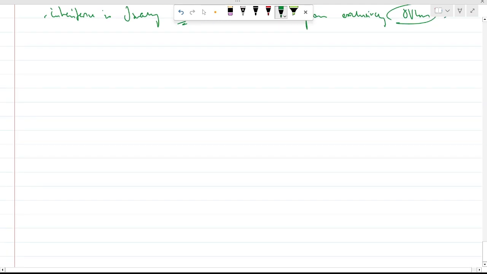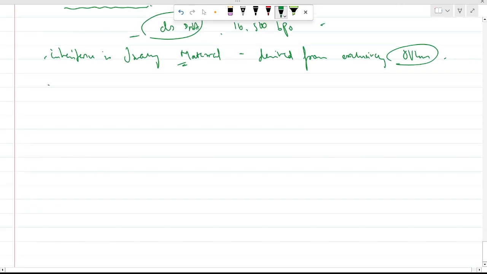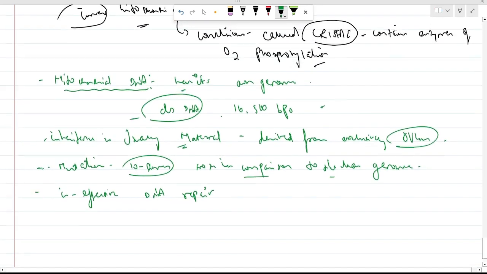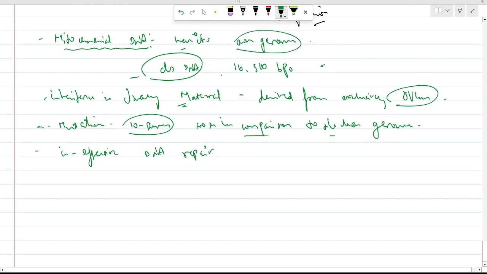So we have seen this inheritance of mitochondrial DNA. Mitochondrial DNA is susceptible to mutations, 10 times more in comparison to the nuclear genome. There is mutation in the mitochondrial DNA, and there is ineffective DNA repair. It is 10 times more susceptible to mutation and has ineffective DNA repair. So these are some of the features of mitochondrial DNA. Mitochondria has its own genome. It's a double-stranded DNA.